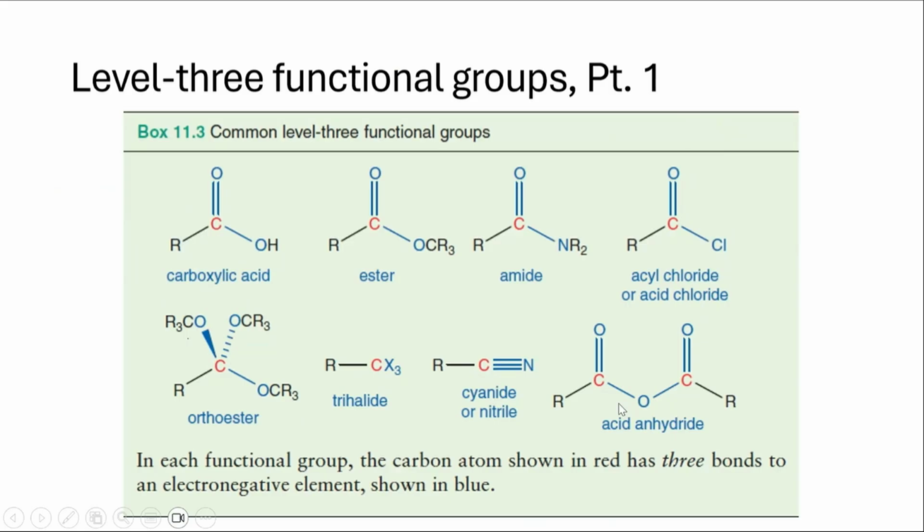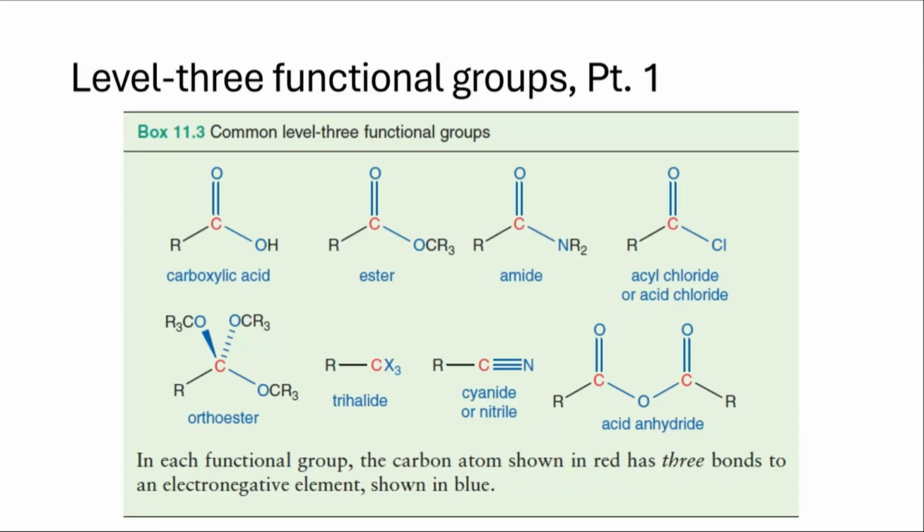And finally, we have an acid anhydride. Basically, think of if we have 2 carboxylic acids. If we remove a water molecule, then we will end up forming this acid anhydride. So we have 2 carbons here, they share an oxygen atom, and they're also each doubly bonded to another oxygen. So those are your level 3 functional groups, and that's as far as we can practically get.